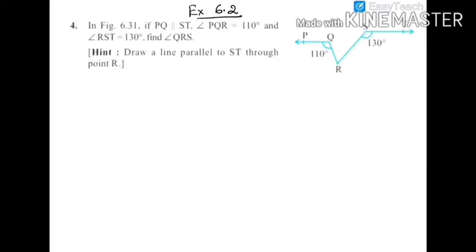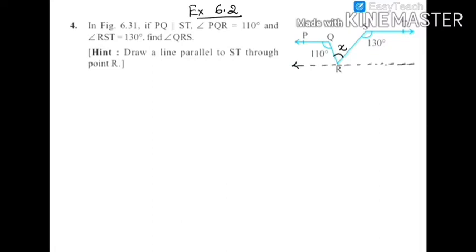Question number 4 of exercise 6.2. In the given figure, if PQ is parallel to ST, angle PQR is given as 110 degrees and angle RST is given as 130 degrees, then we have to find angle QRS, that is this angle. Let's mark this angle as X. Hint for this question is already given.